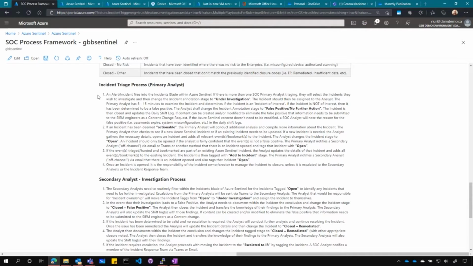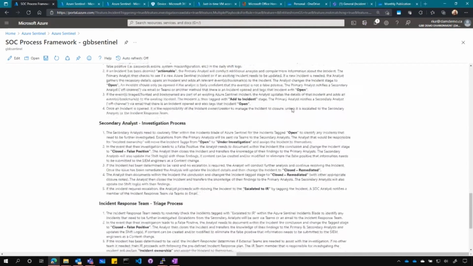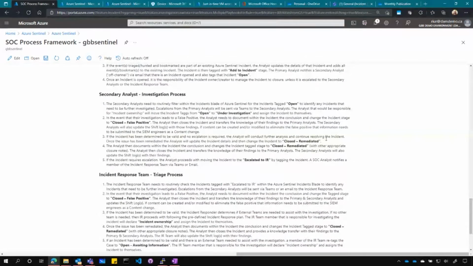What do those pieces need to look like? And so this really kind of calls out how to apply the annotation stage into an incident as it is fired on from the alert side. Then, once that's been triaged properly by the primary analyst, we then step into what the secondary analyst role is, and that's the investigation process.